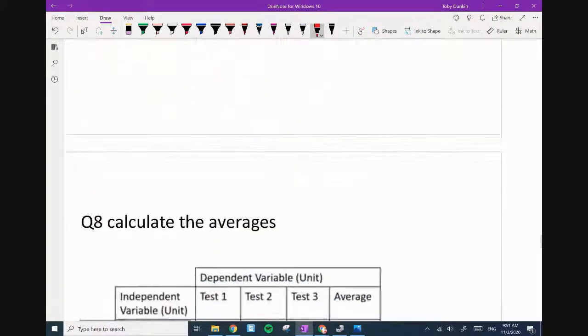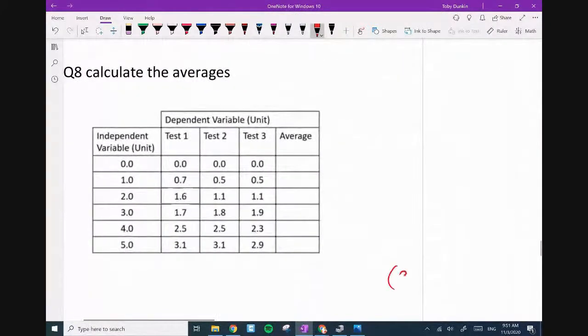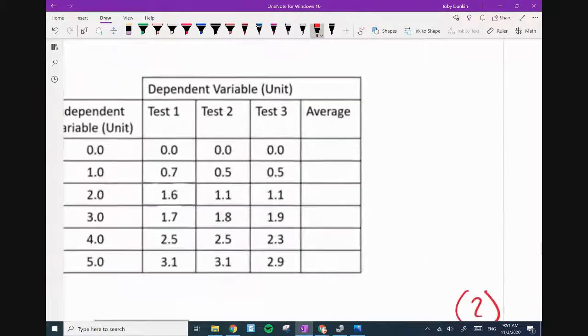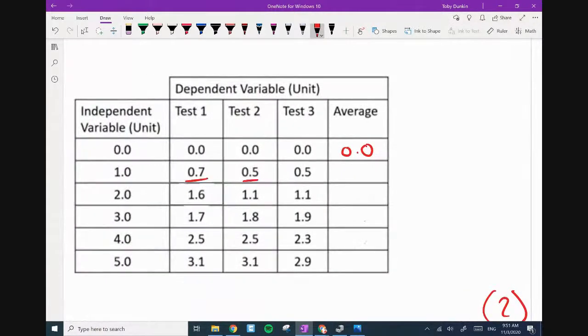Next, calculate the averages. This is worth 2 marks, folks. This is why the total is out of 29. The average for the top one is 0.0. The average for the second one is add them all together and divide by 3: 0.7 plus 0.5 plus 0.5 divided by 3. The average is 0.566, or 0.567 to 3 significant figures. If you put 0.57, I'll allow it.